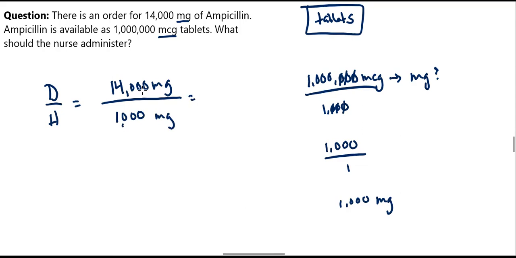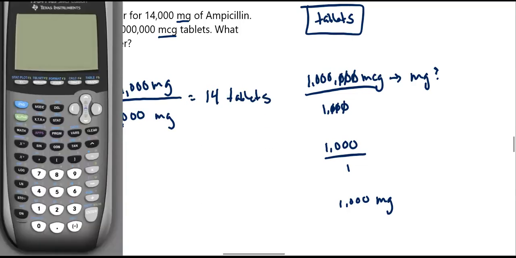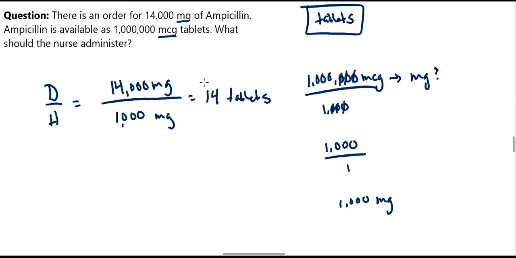I can go ahead and I can divide. You can throw this in the calculator. 14,000 divided by 1,000. I'm pretty sure we're gonna get 14. I do that in my head, but there is no shame in double checking in a calculator. Okay, 14. So 14, and I remember to include my units. 14 tablets.